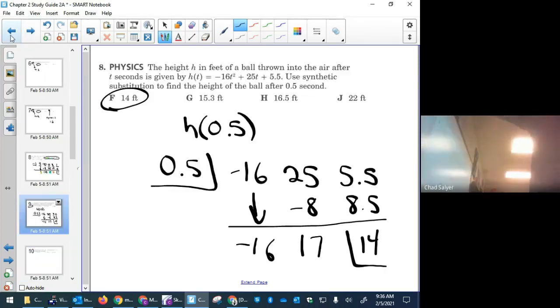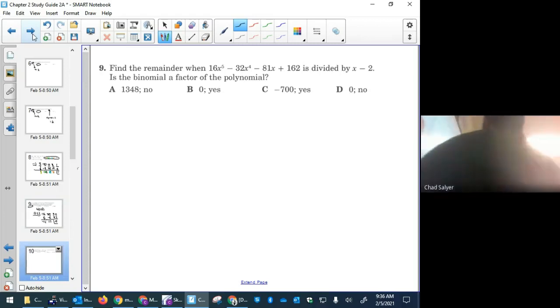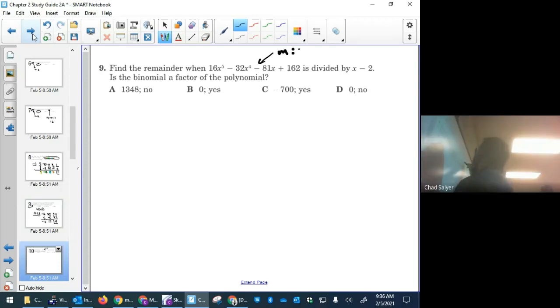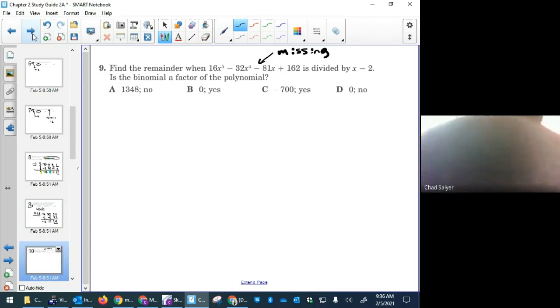Number 9, that one seems easy, but it's also often missed. So 50% of the time, kids miss this one. Find the remainder when 16x to the 5th minus 32x to the 4th minus 81x plus 162 is divided by x minus 2. Is the binomial a factor? So we got a 2-part question here. What's the remainder? And is it a factor?